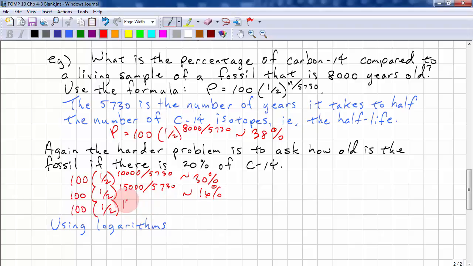We'll say 13,000. And we get 21%, and that's close enough. So about 13,000 years.